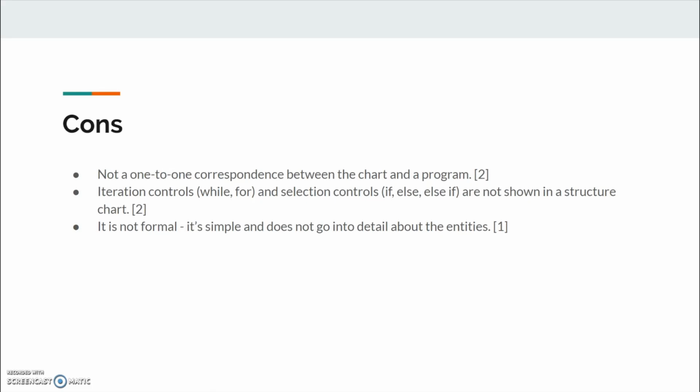Structure charts do have several cons, however. First of all, they don't have a one-to-one correspondence between the chart and the program. And what this basically means is that with one structure chart, several different programs can be produced just because those finer details are missing from the structure chart. Iteration controls like while, for, and also selection controls such as if, else, else if, are also not shown, and these are some of the finer details that we talked about that are excluded from the structure chart.